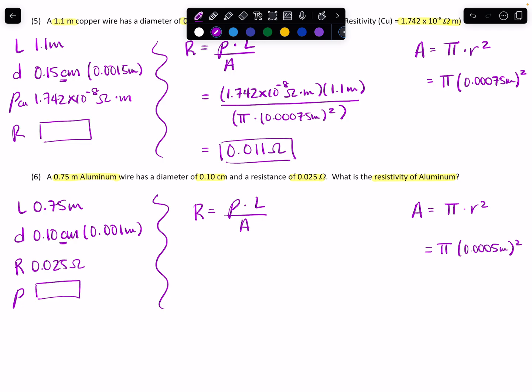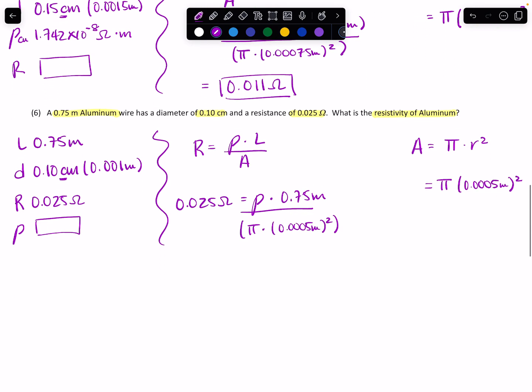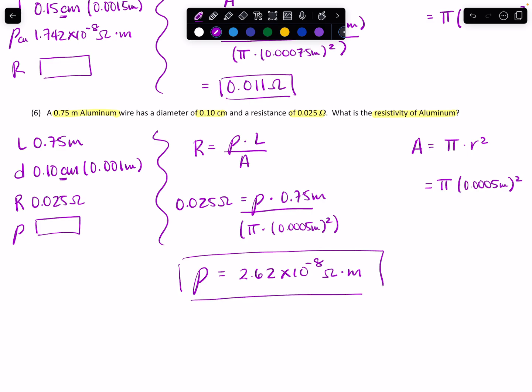So I go back over to my formula. I plug in what I know, 0.025 ohms for the resistance. My resistivity is unknown. I have 0.75 meters for my length, and then I've got pi times 0.0005 meters squared. I do some algebraic manipulation, solve for rho, and I find that the resistivity of aluminum is 2.62 times 10 to the negative 8 ohm meters. And if I go look online, that's going to be very close. So this is a pretty good approximation.